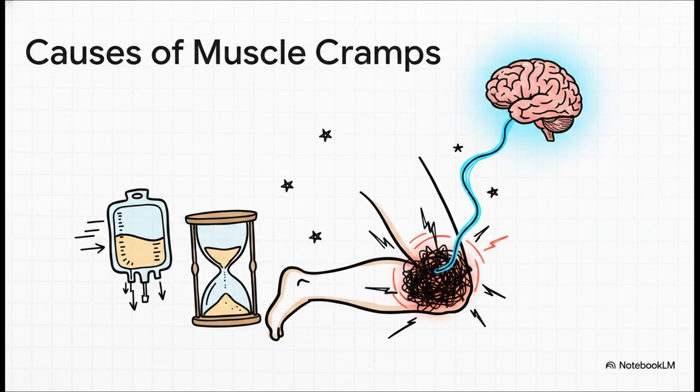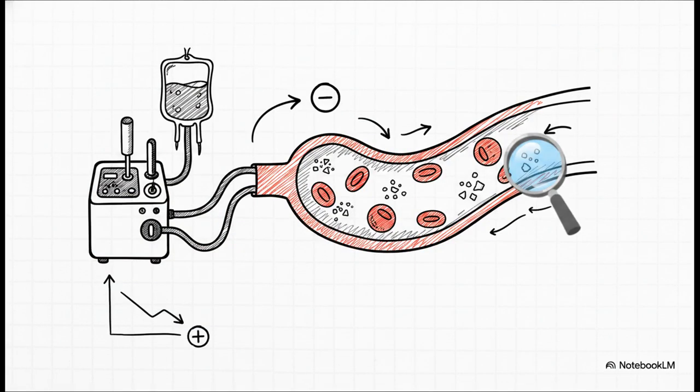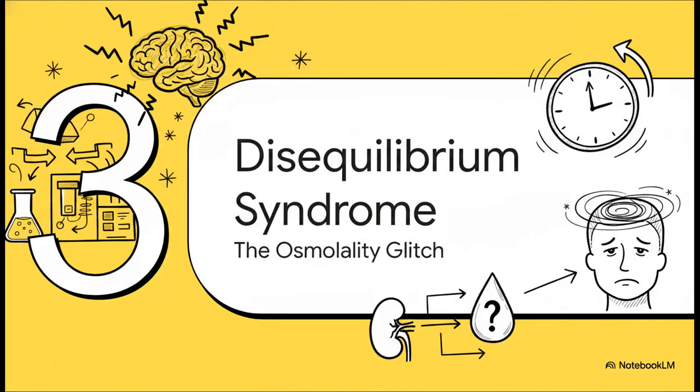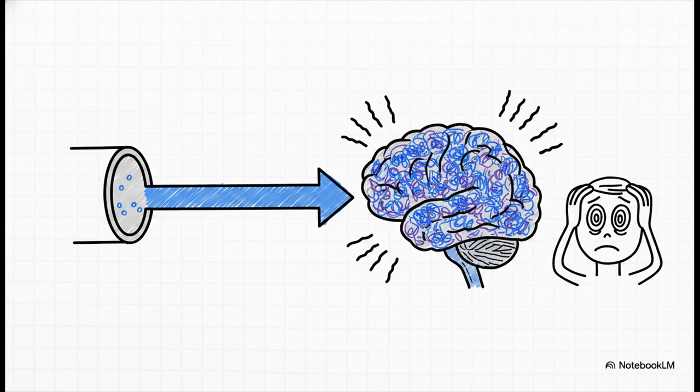To prevent both the cramps and the hypotension, we use a really clever trick called sodium modeling. By starting the session with a slightly higher concentration of sodium in the dialysate and then gradually dialing it down, we keep the blood's osmolality artificially high. That encourages fluid to shift from the tissues back into the blood vessels where we need it. And honestly, this trick is a lifesaver for our next major glitch too. Let's look at Section 3, dialysis disequilibrium syndrome, the osmolality glitch. This one is absolutely fascinating.